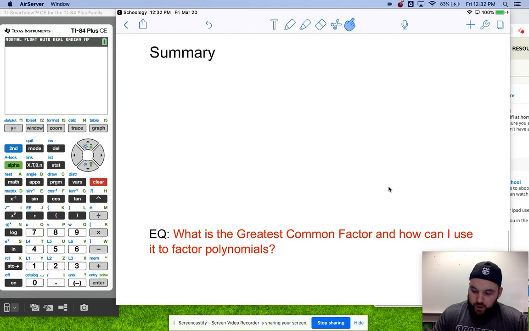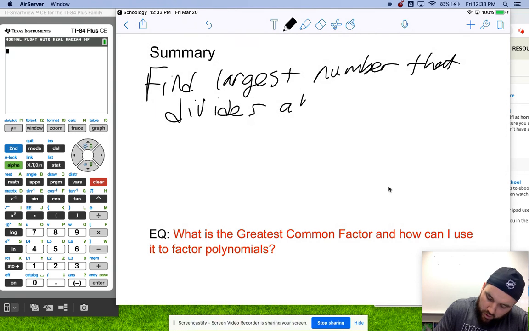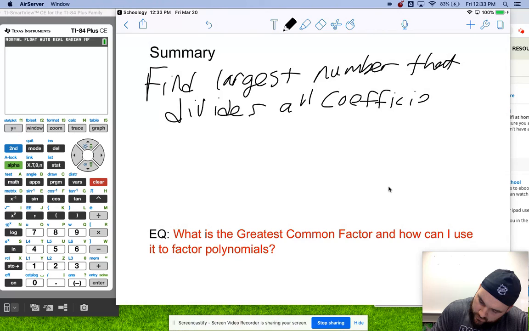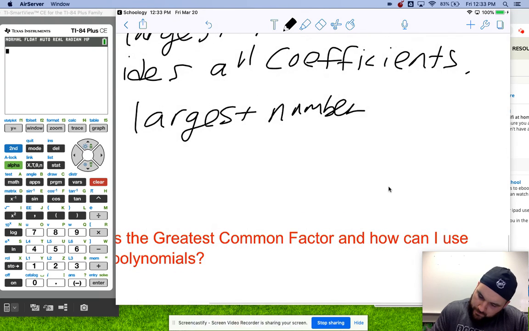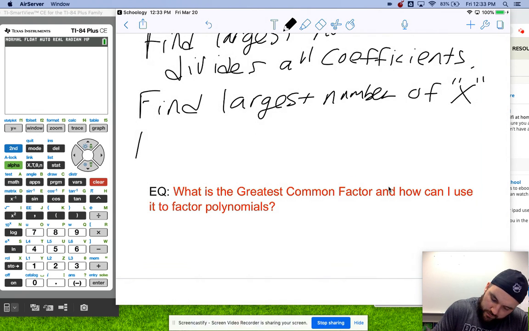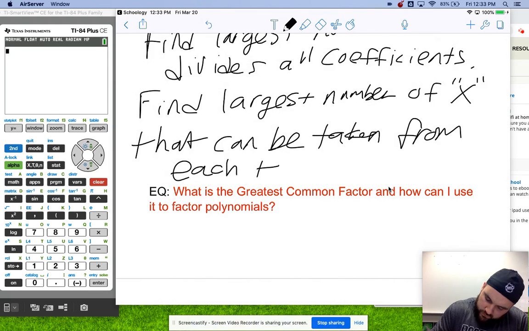All right, what is the greatest common factor and how can I use it to factor polynomials? So we want to find the largest number that divides all the coefficients. We want to find the largest number, I'm just going to use x in this, find the largest number of x that can be taken from each term. And then we're going to write it as a distribution problem.